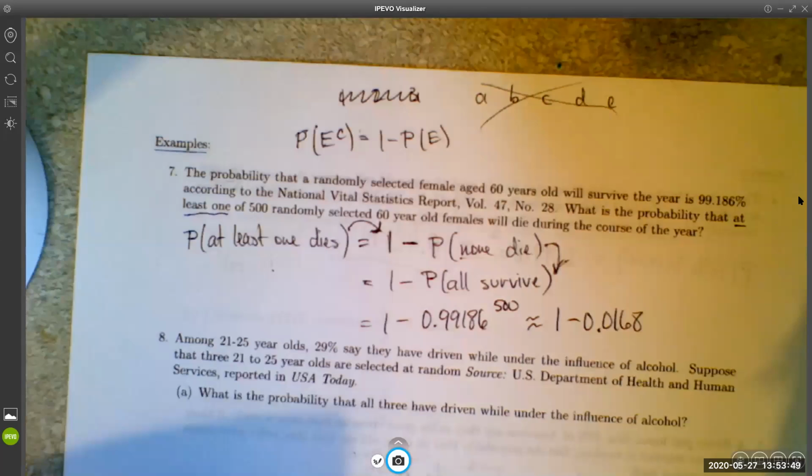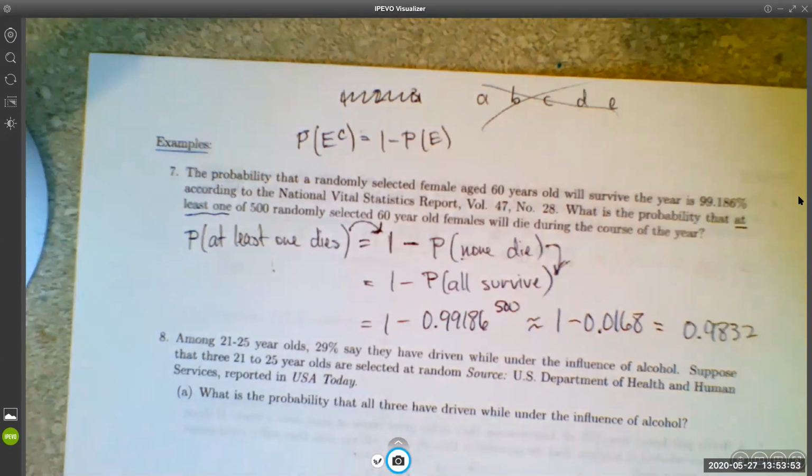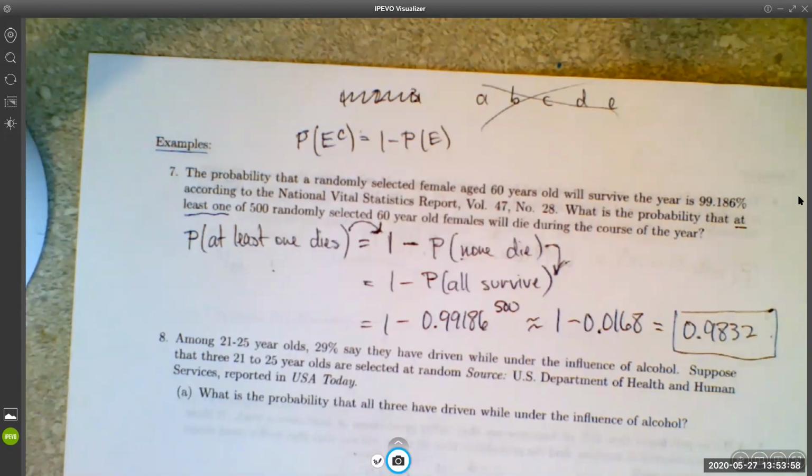And that comes out to 0.9832. Okay. So this is the probability that at least one of them dies. So if you randomly select 500 60-year-old women, there's like a 98% chance that at least one of them is not going to make it to the end of the year, which is really kind of a sad thought.